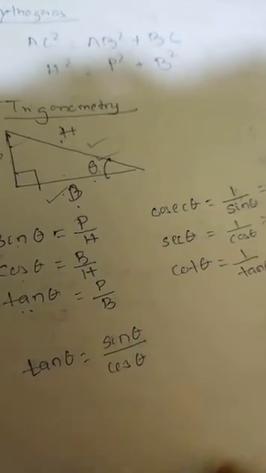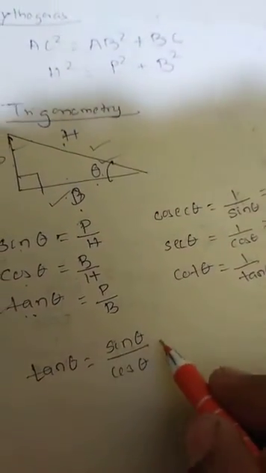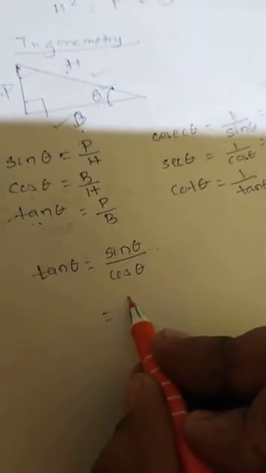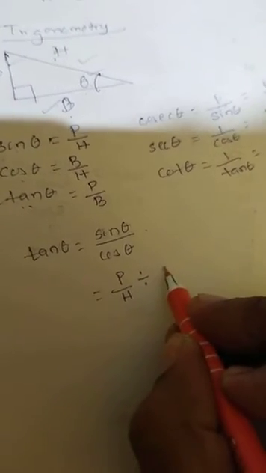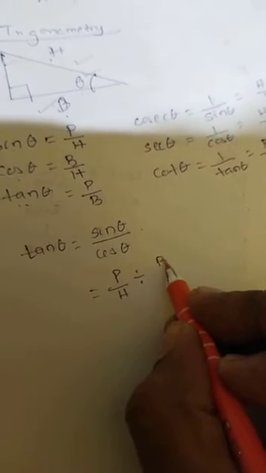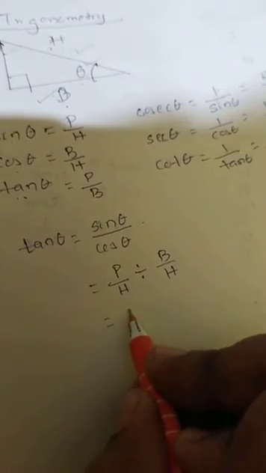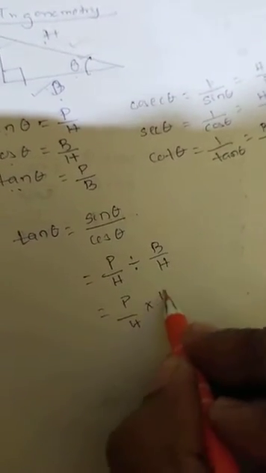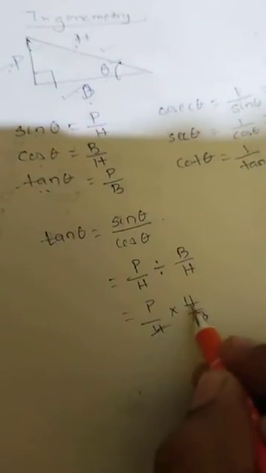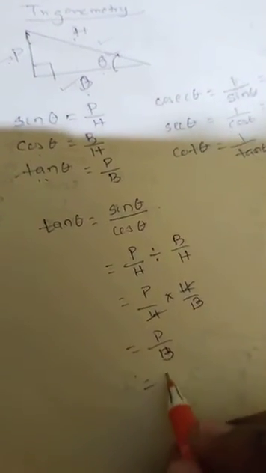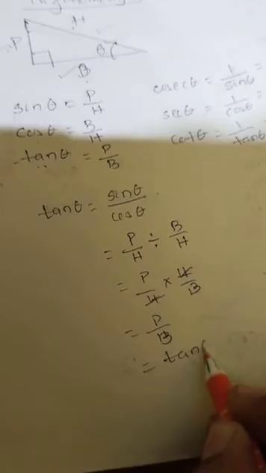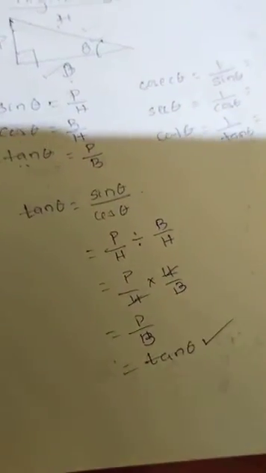Now how? Suppose it is given and you need to prove it. Simple as that. The perpendicular by hypotenuse is divided by base by hypotenuse. When you divide, the hypotenuse cancels, and it will be p by b. Now p by b is your tan theta. Is it proved? Right.